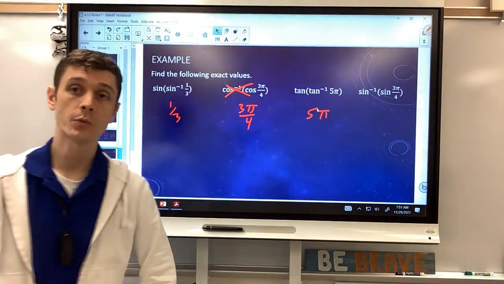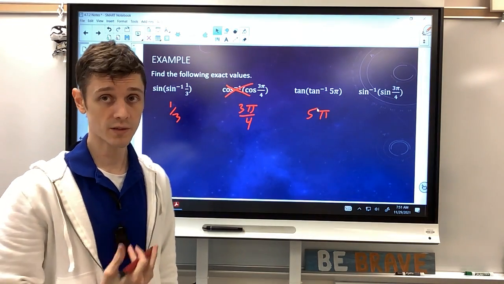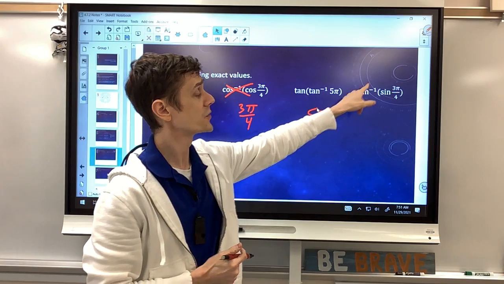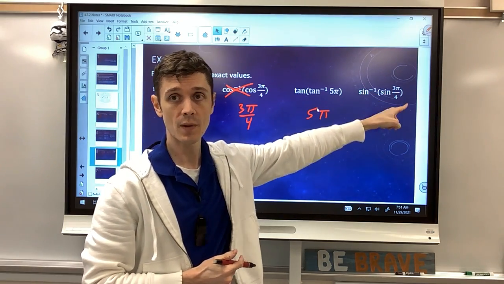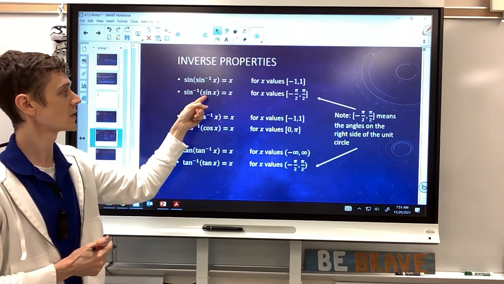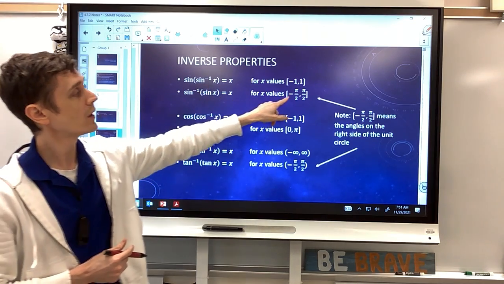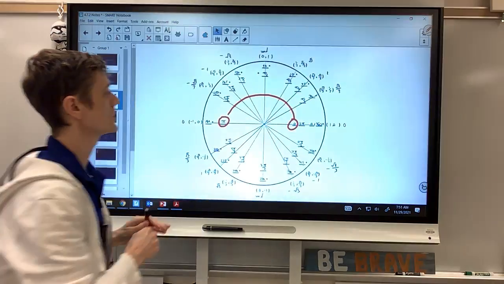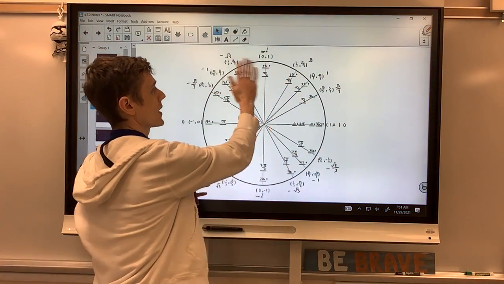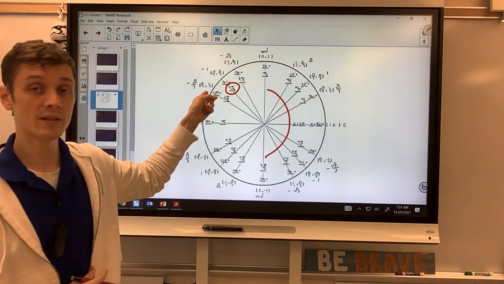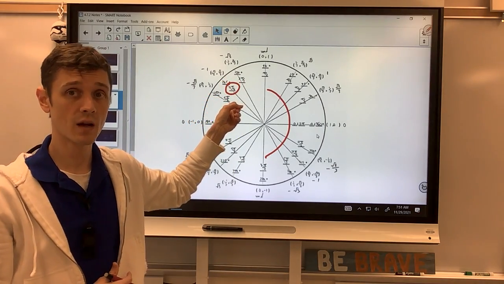So let's talk about a case where you might think the shortcut applies, but it does not, and how do we evaluate this when it happens? So sine inverse of sine of 3pi/4. Well, 3pi/4 is not between -pi/2 and pi/2. If I look back at my unit circle, we said -pi/2 to pi/2 means the angle's on the right-hand side, but 3pi/4 is over here on the left-hand side. So no, I cannot use the shortcut on this angle.